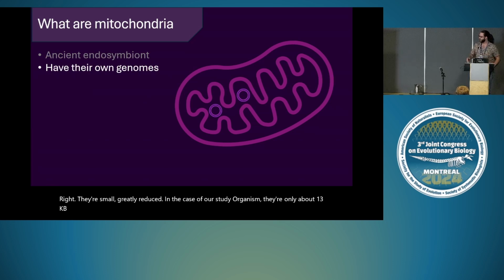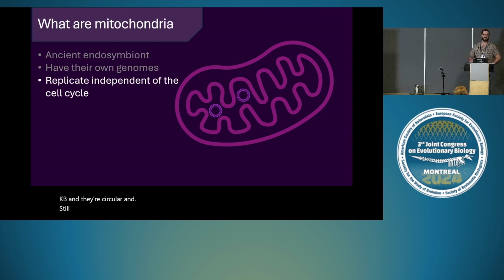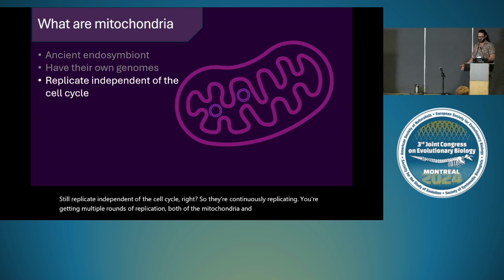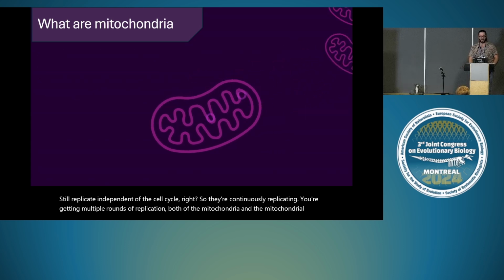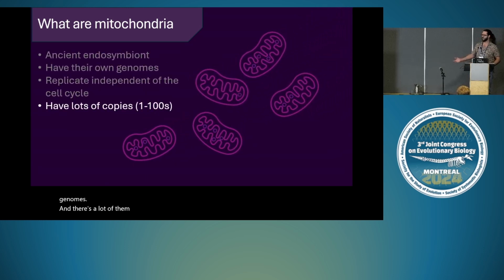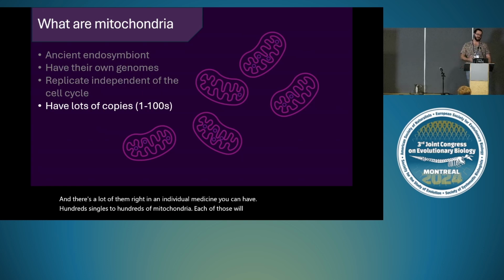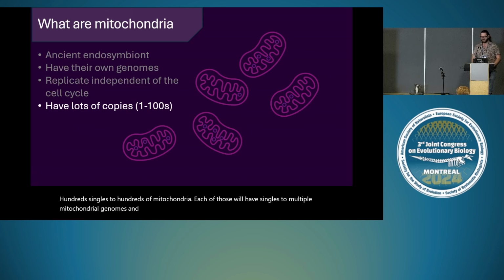And they're circular, and they still replicate independent of the cell cycle, right? So they're continuously replicating. You're getting multiple rounds of replication, both of the mitochondria and the mitochondrial genomes. And there's a lot of them, right? In an individual metazoan, you can have singles to hundreds of mitochondria. Each of those will have singles to multiple mitochondrial genomes. And so you can start to see where, this is a conflict session, some of these conflicts might start to arise.